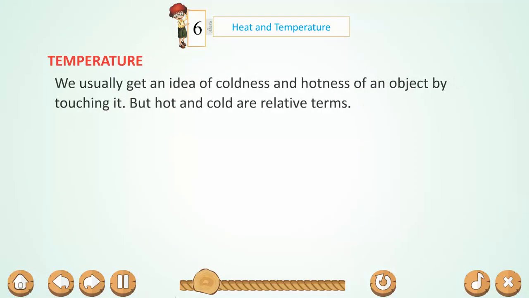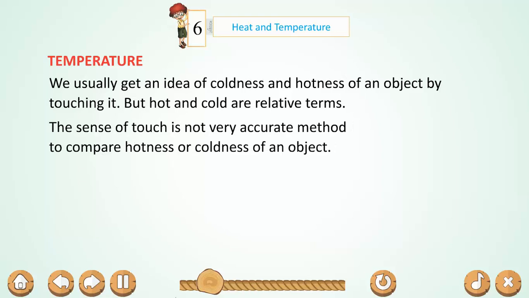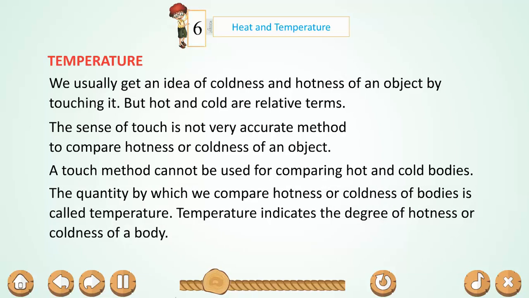Temperature. We usually get an idea of the coldness and hotness of an object by touching it. But hot and cold are relative terms. The sense of touch is not a very accurate method to compare the hotness or coldness of an object. A touch method cannot be used for comparing hot and cold bodies. The quantity by which we compare hotness or coldness of bodies is called temperature. Temperature indicates the degree of hotness or coldness of a body.